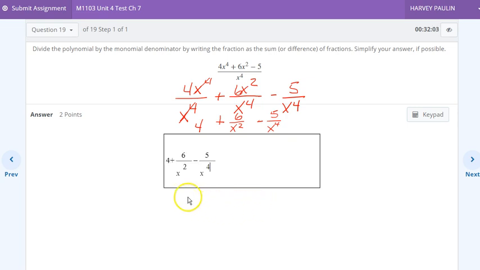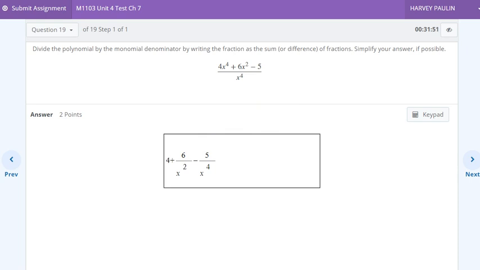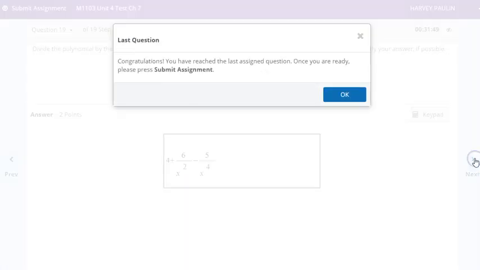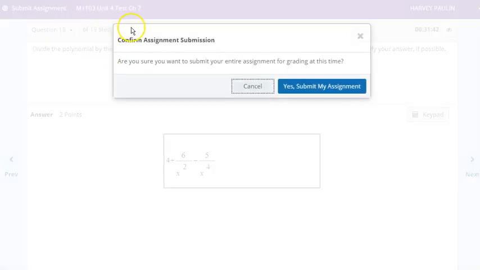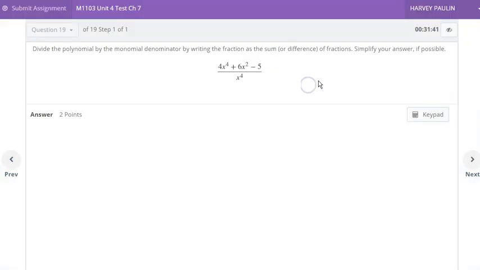Again, you want to be sure that what you have written is the same as what you want here. So that looks good. And we've come to the end. So we're going to submit. And we'll see how we've done.